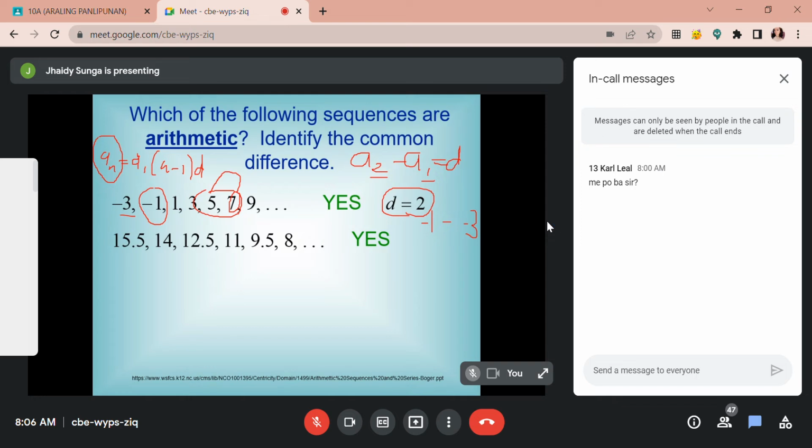So now, Carl Justin, now that you know the formula for the common difference, let me know what is the common difference for this second given. Negative 1.5 po. Negative 1.5. Alright, that is correct. Thank you, Justin. So how about this one, the third given? Let me know your answer, Enzo, Christopher, Racha.